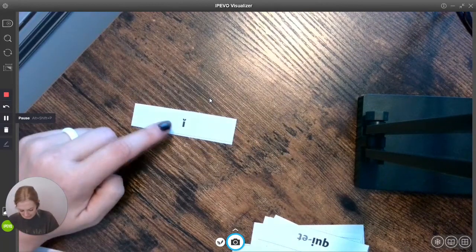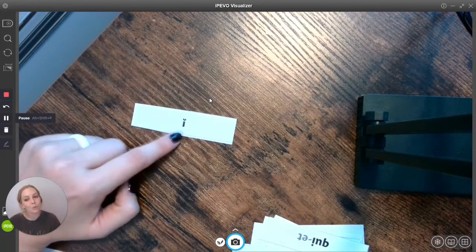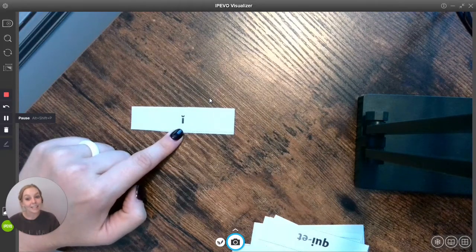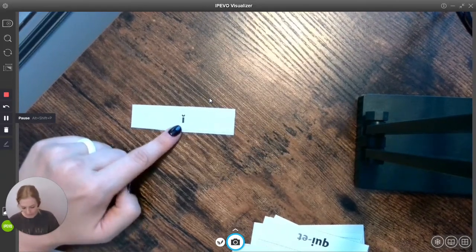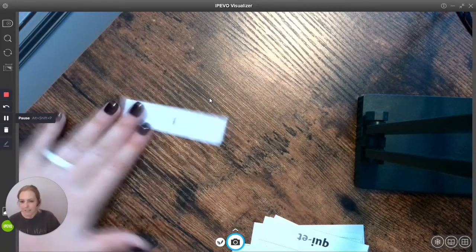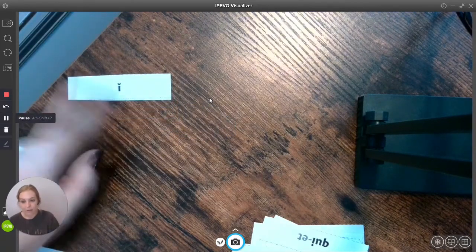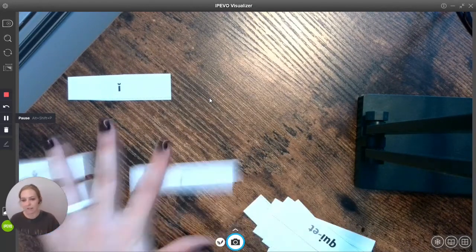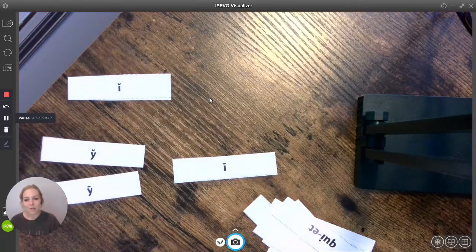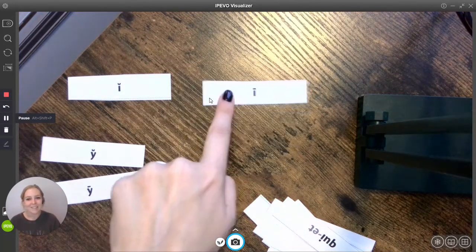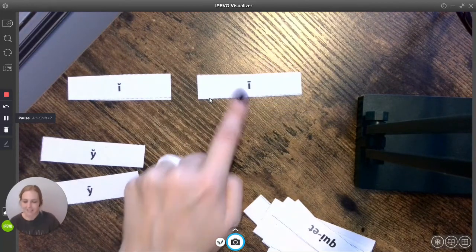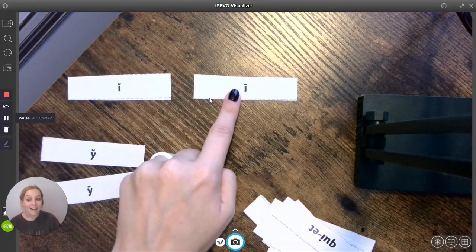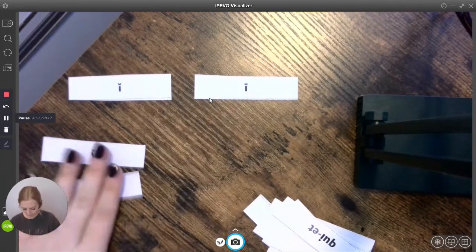What does this say? What sound? Eh. Good job. Short I. Eh. Good. Find now the gray card, the heading card is what they're called, that is with an I marked with a line or a macron. Find the one that is an I marked with a macron. Good, that one. What does this say?